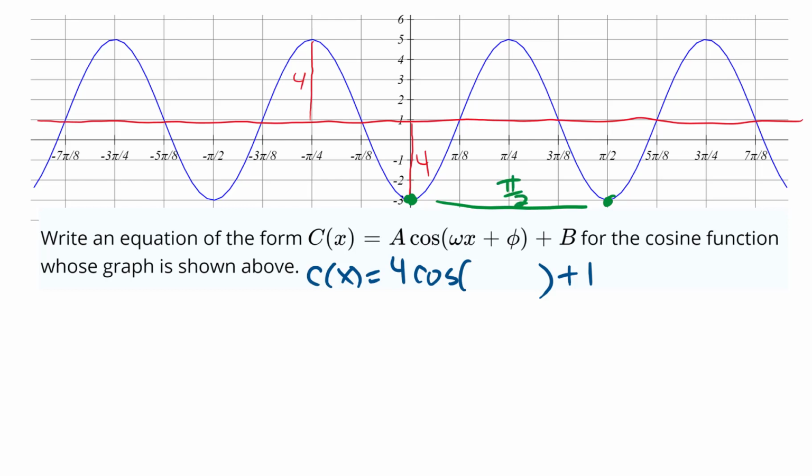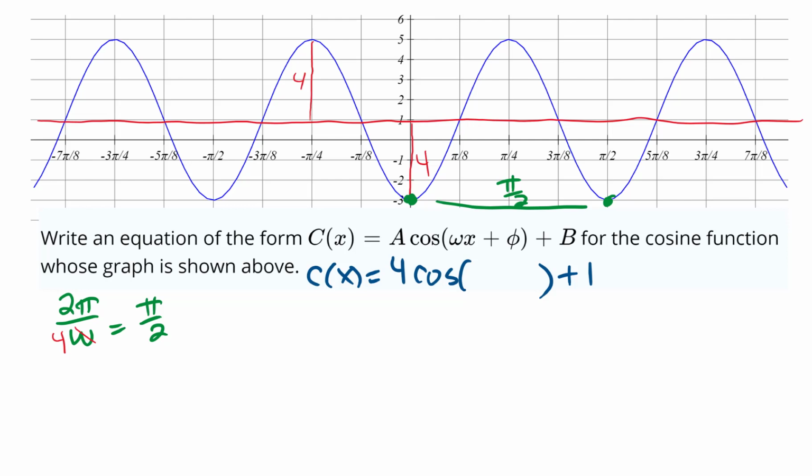So my period is pi over 2, and period is found by taking 2 pi over omega, and that needs to equal pi over 2. So now I can figure out what omega needs to be. It needs to be a 4, so that when I reduce this, I will have pi over 2.